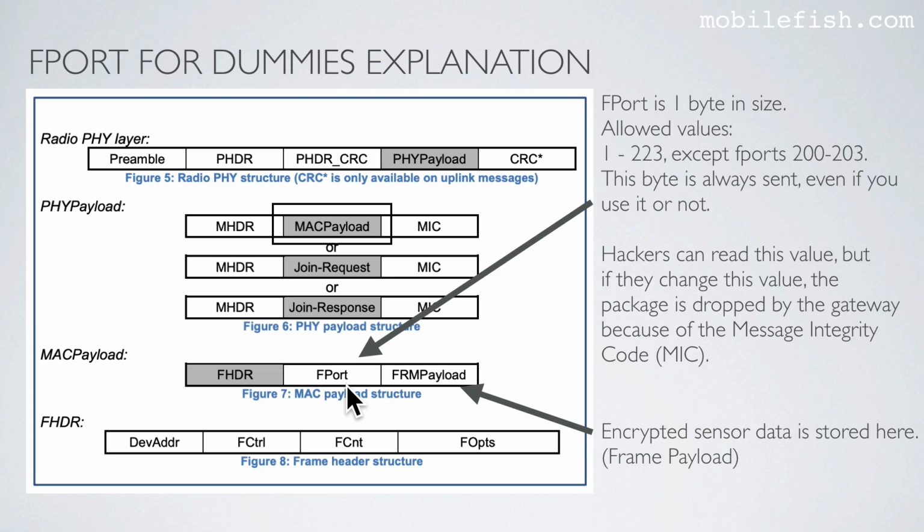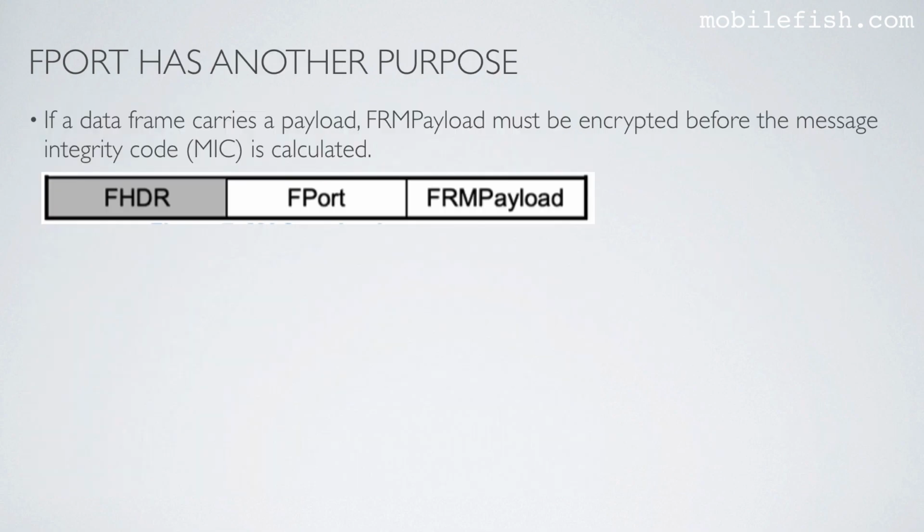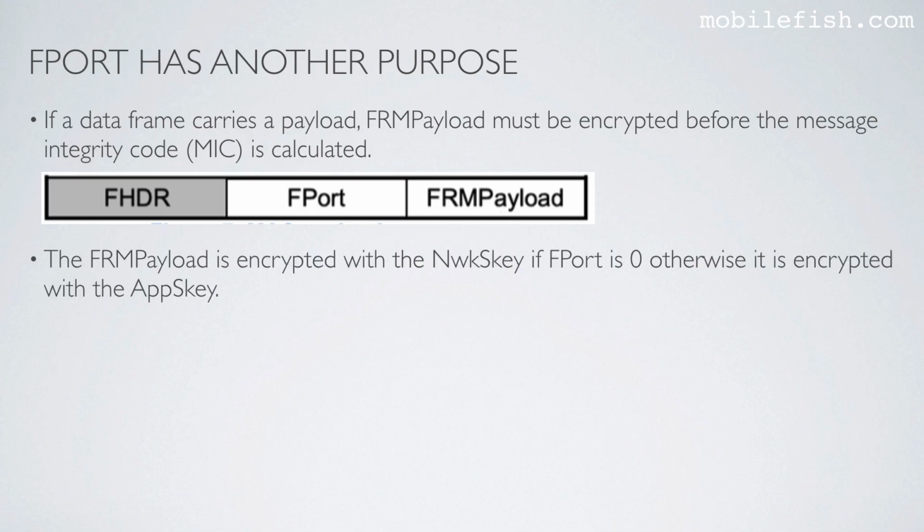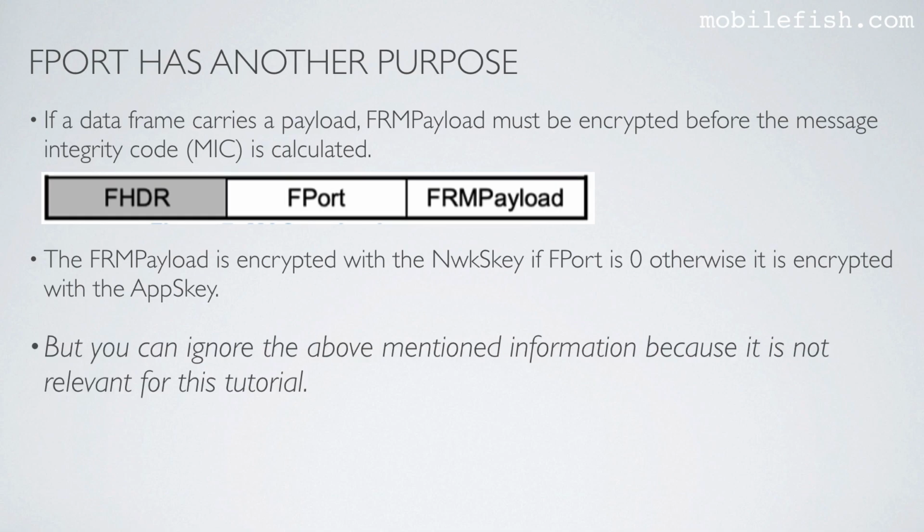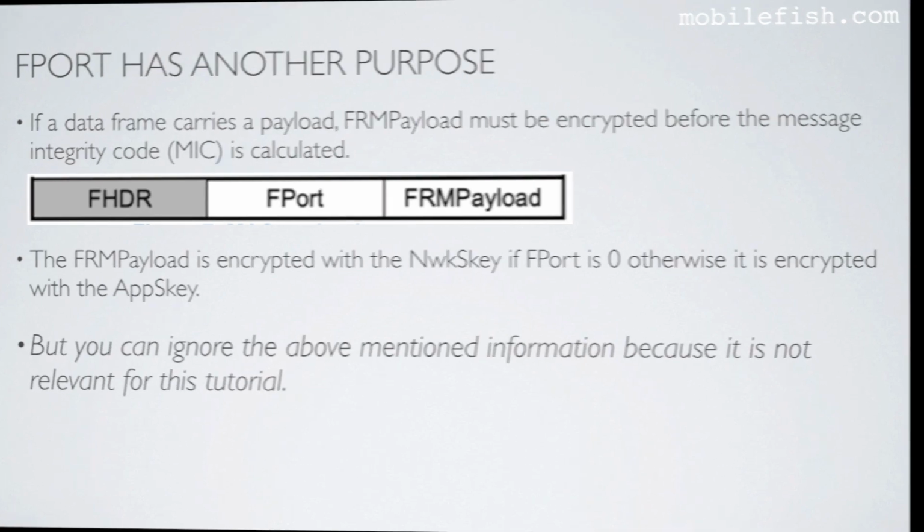Hackers can read this value, but if they change it, the packet is dropped by the gateway because of the message integrity code, that is this code. Your encrypted sensor data is stored in this field. If a data frame carries a payload, the frame payload must be encrypted before the message integrity code is calculated. The frame payload is encrypted with the network session key if FPort is 0, otherwise it is encrypted with the application session key. But you can ignore the above mentioned information because it is not relevant for this tutorial.